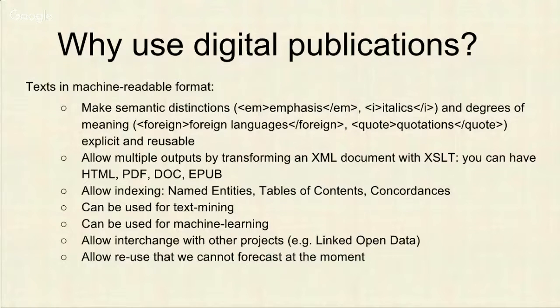So it allows you the possibility of creating various output documents by transforming an XML document. You can have an HTML document, a PDF, an EPUB, or TXT document by simply transforming your XML document into something else. It allows various types of manipulation of the text, so you can have indexes, tables of contents, concordances, and you can use it for text mining. You can obviously interchange the information that you have in the text with other projects, and you can also allow reuses that we at the moment cannot imagine.